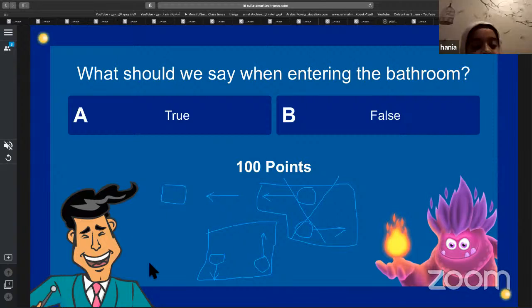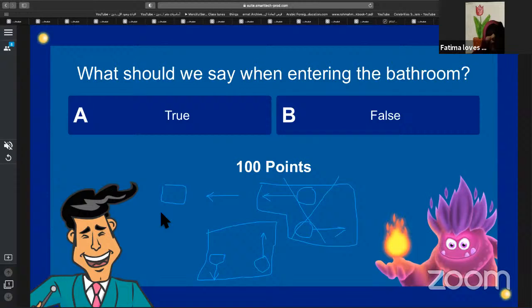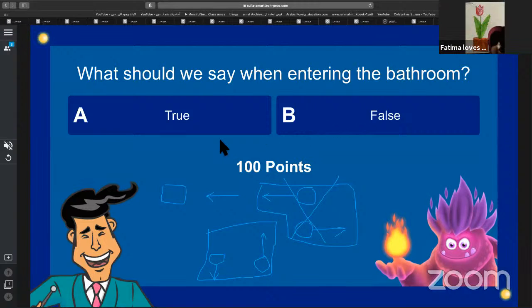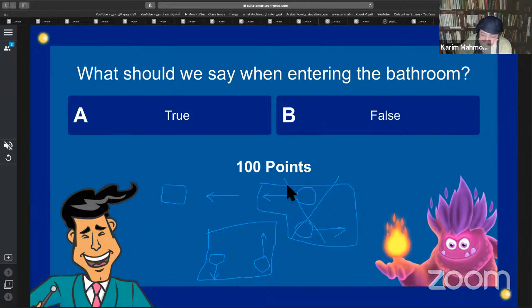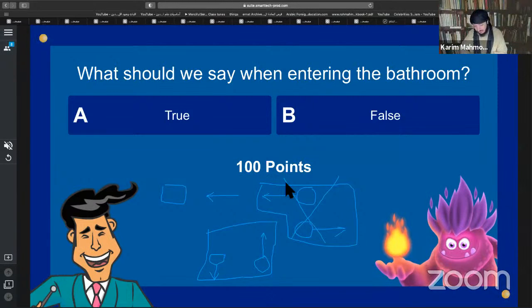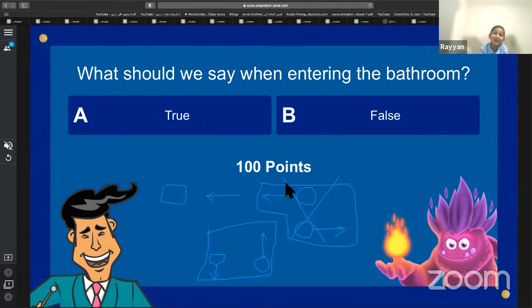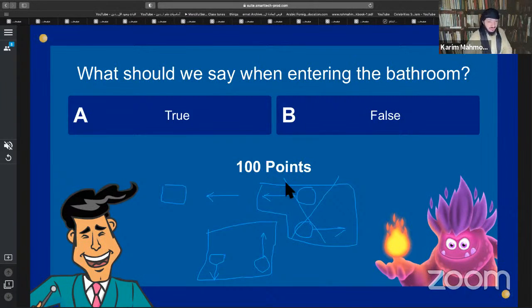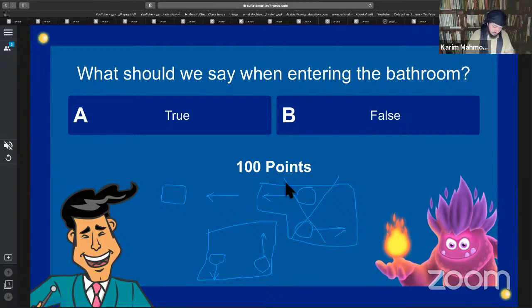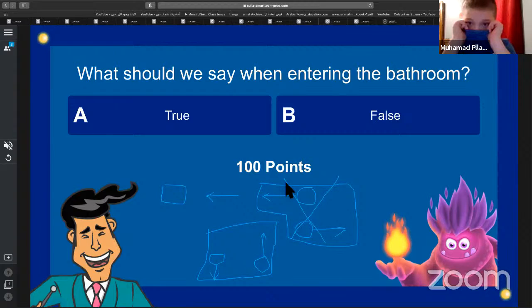Okay, Fatima, say it. It's easy. Say it again. Bismillah, Allahumma inni a'udhu bika min al-khubuthi wal khaba'ith. Great job. Everybody say it. Bismillah. Allahumma inni a'udhu bika min al-khubuthi wal khaba'ith. Great job. Let's do it again. Bismillah. Allahumma inni a'udhu bika min al-khubuthi wal khaba'ith.